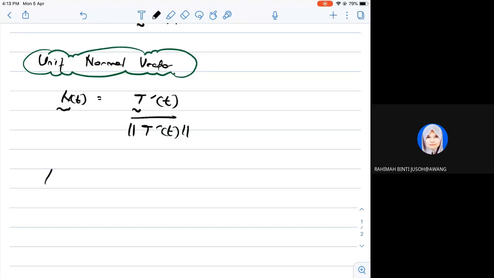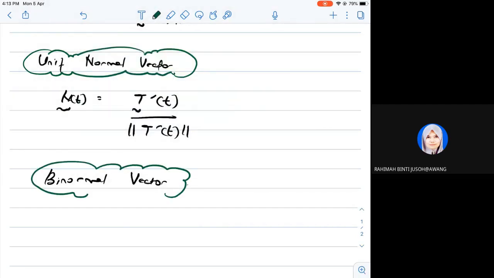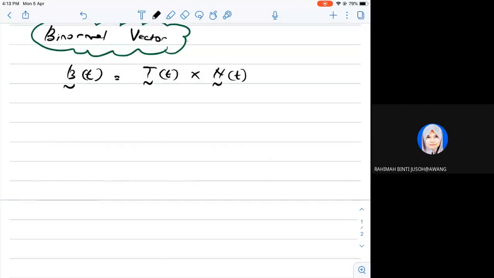Okay, the last one is the binormal vector. Binormal vector is denoted as B. Ni T cross N. So T cross N. Macam tu. Okay, so let us do the revision exercises.